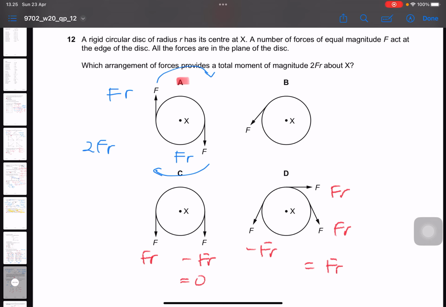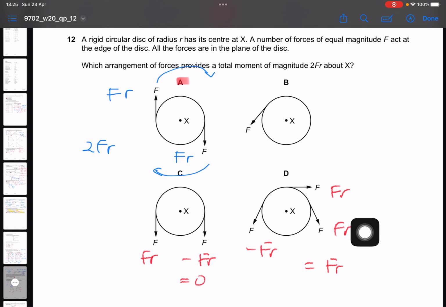A rigid circular disc of radius r has its center at X. A number of forces of equal magnitude F act at the edge of the disc. All the forces are in the plane of the disc. Which arrangement of forces provides a total moment of magnitude 2Fr about X?